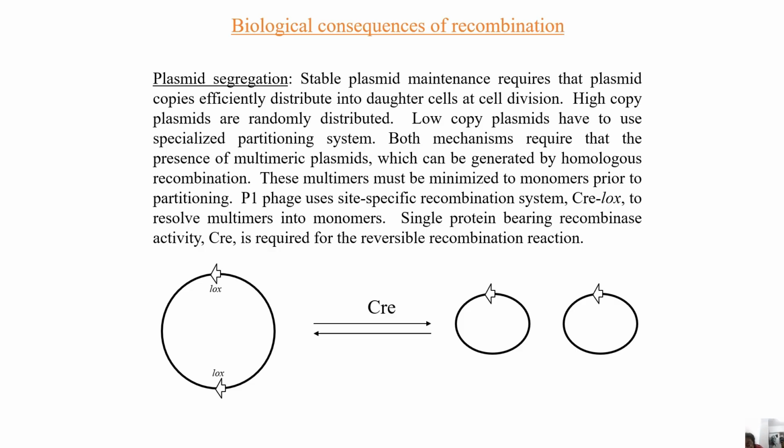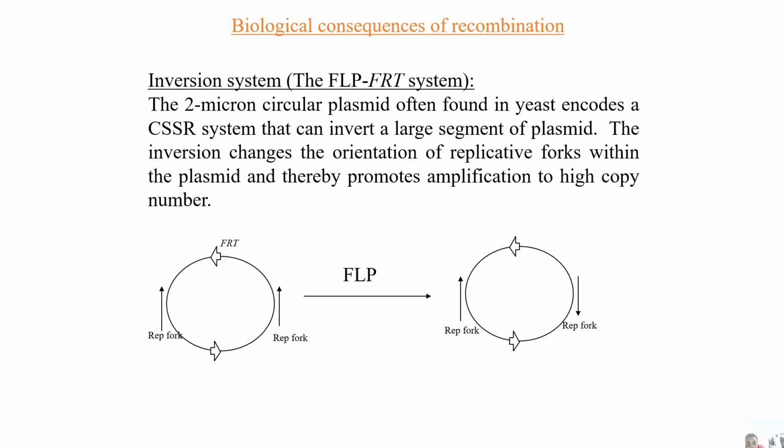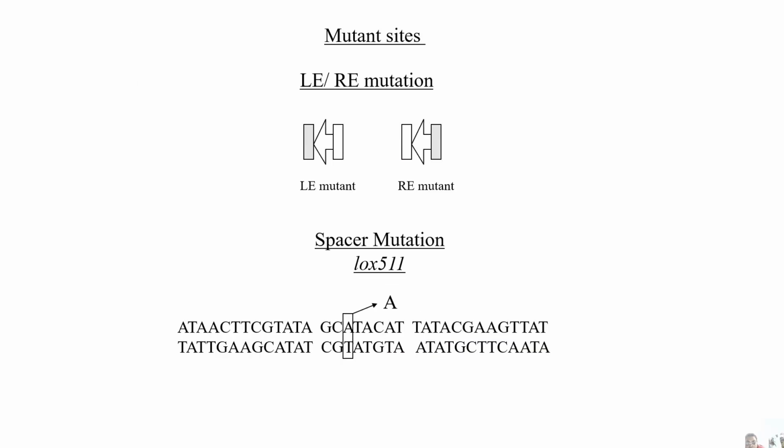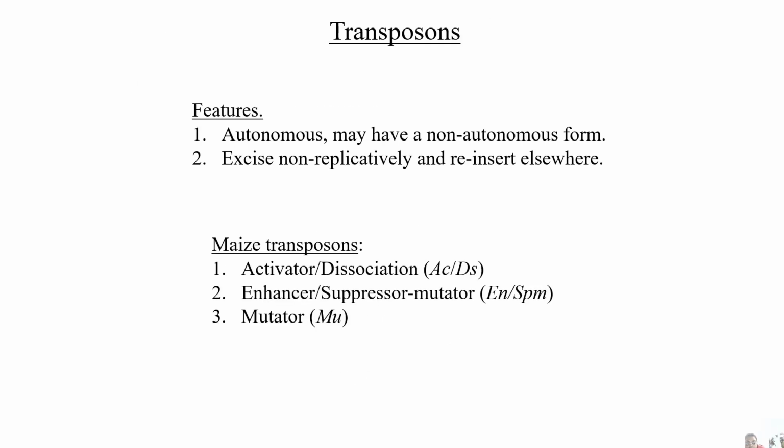So phage P1 uses a site-specific recombination system, Cre-lox, to resolve multimers into monomers. A single protein bearing recombinase activity, Cre, is required for the reversible recombination reaction. Okay, so we'll not go into too much intricate detail.